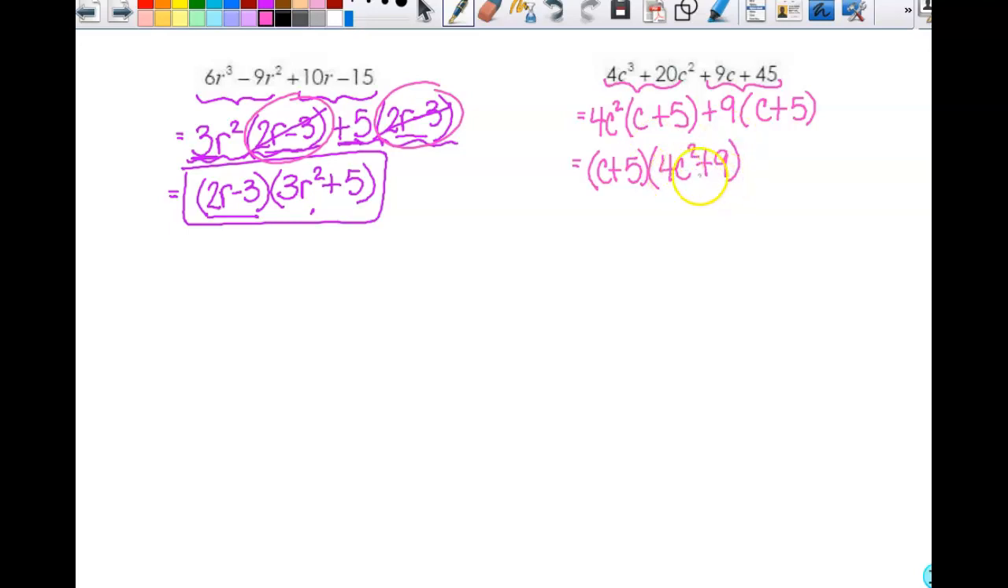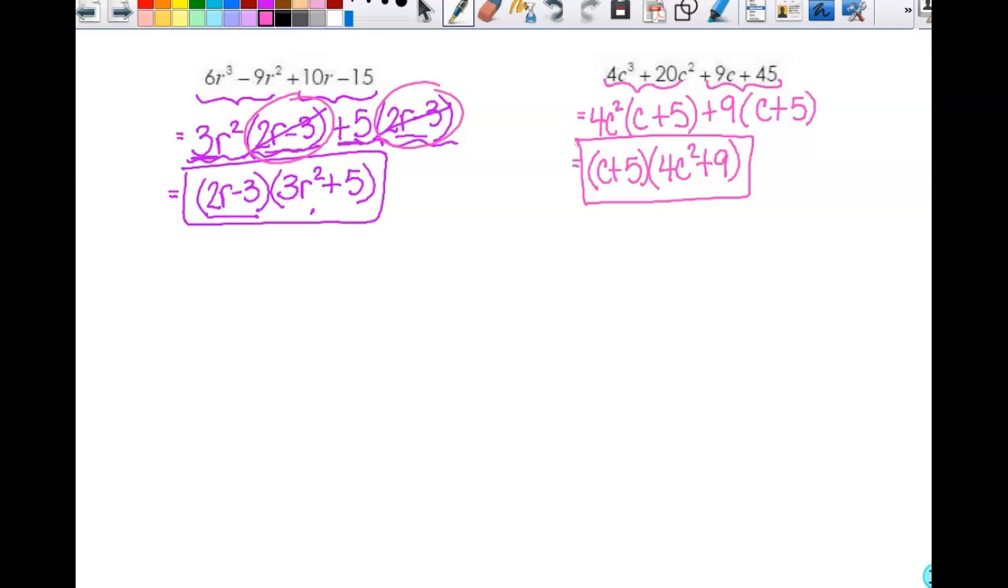This looks like a difference of squares, but it's a sum of squares, and you can't factor those. You can only factor it if this was a subtraction. So that means I am stuck, I am done, I'm here. Okay? What questions do you have?